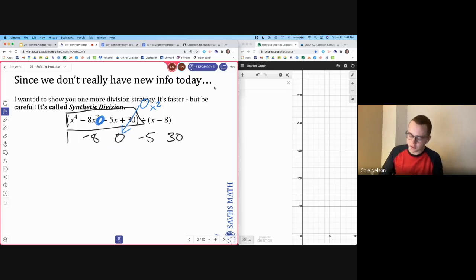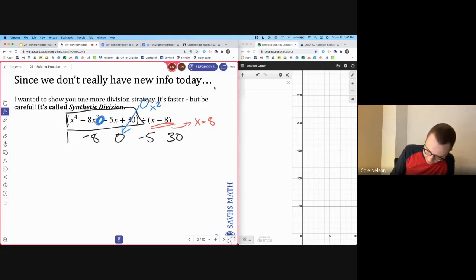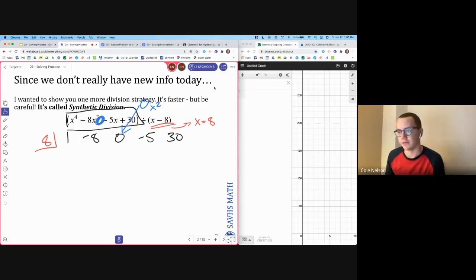We're dividing by x minus 8, and x minus 8 is the factor that corresponds to the answer x equals 8. And so therefore we are dividing by the factor called 8. And so that's why we put the 8 in the corner of the box over here.